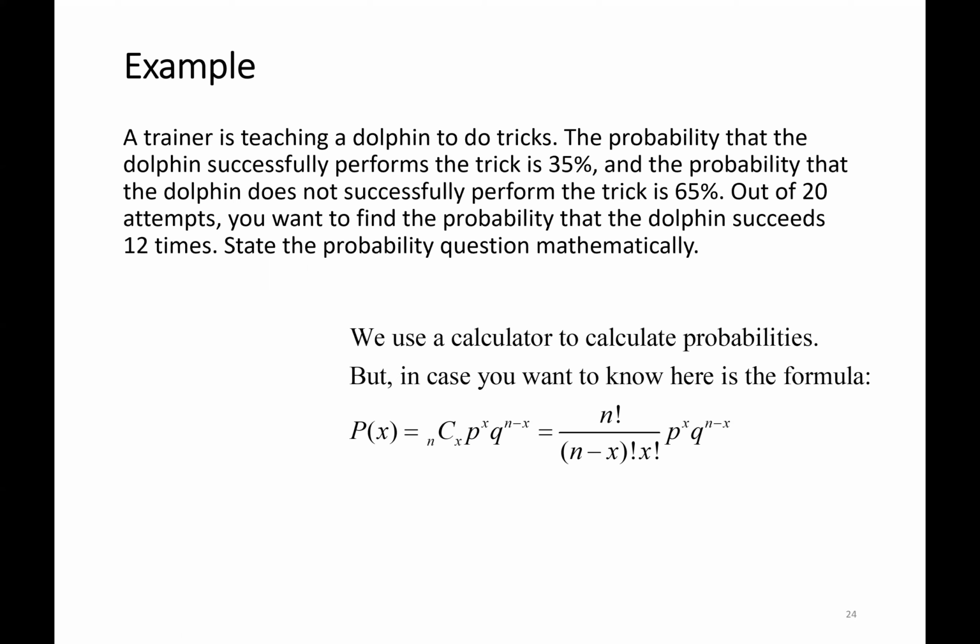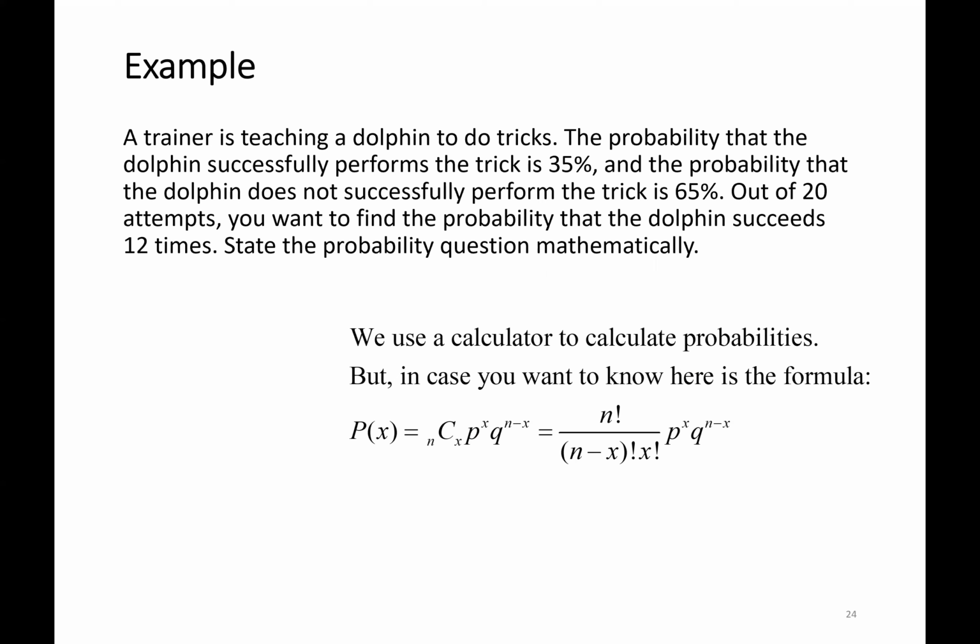So what are we interested in? We know that when we teach this trick to a dolphin, 35% of the time we're successful. The dolphin actually does the trick. 65% of the time we are not successful. So 35% of the time we have a success, 65% of the time we have a failure. So now we're going to look at this dolphin trying this 20 times. And what we want to know is in the 20 trials, what's the probability that the dolphin gets it correctly? It succeeds exactly 12 times.